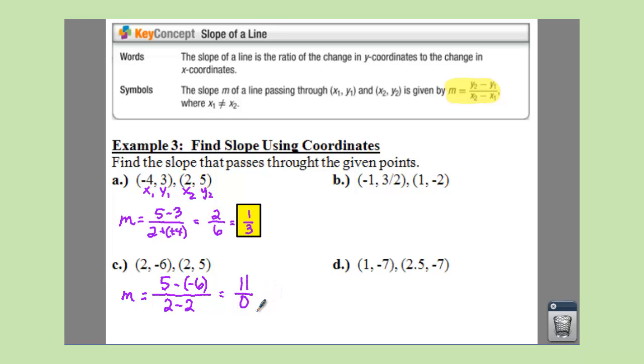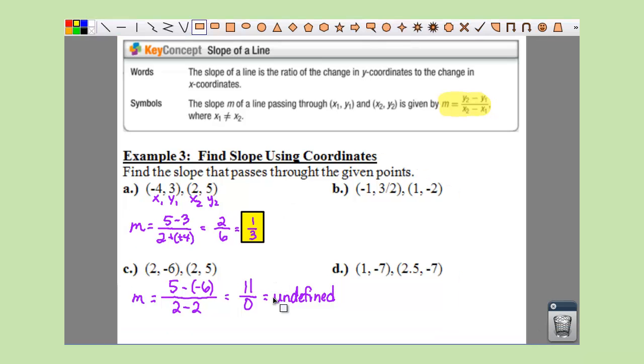0. If you have a 0 underneath your fraction, then that means it is undefined. Underneath, undefined. Do not forget that, my friends. And you can't leave it as 11 over 0. You must actually write the word undefined.